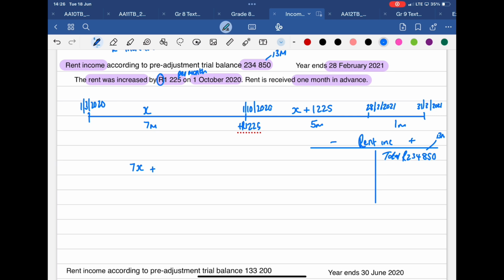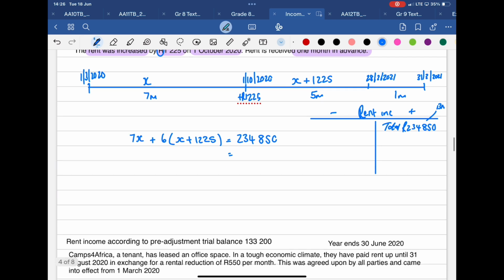I then say 7 months we received X, and 6 months, 5 plus 1 gives you 6 months, we received X plus 1,225. For those 13 months in total, we received 234,850, and with that we can now solve X. That's always what we want to do here: solve X. And this method works with both an increase or a decrease of rent.